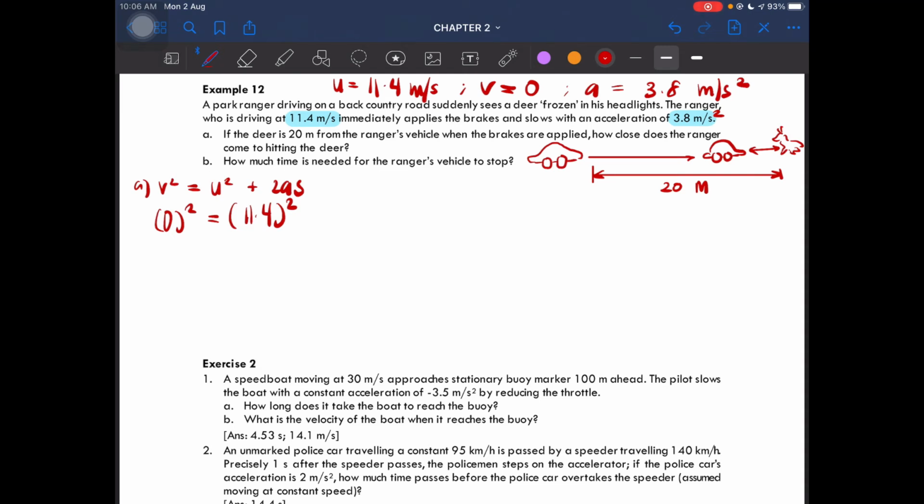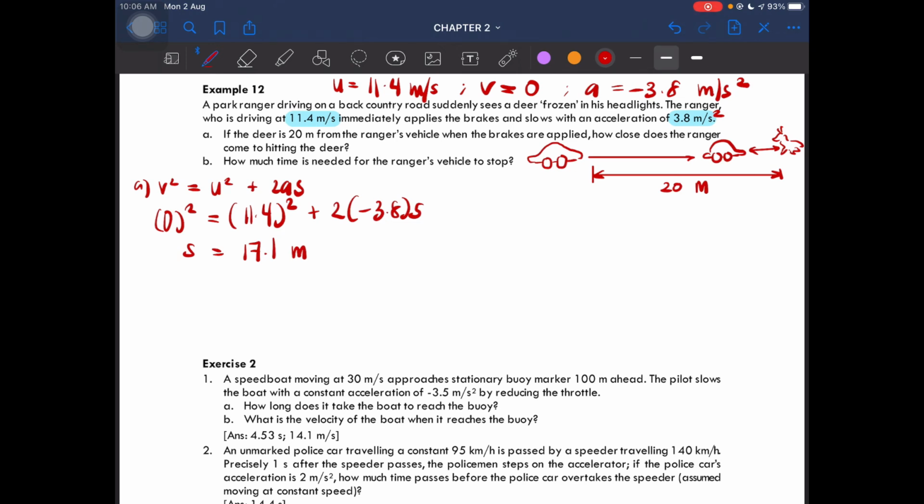Okay. Dia cakap slows with an acceleration, applies the brake. Maksud dia negative. It is decelerating. Okay. So v square is 0 square equals 11.4 square plus 2 times negative 3.8 times s. I hope the car tidak dengar sampai this video. It's really loud. Okay, so the displacement, in which how close the ranger comes to hitting the deer, is 17.1 meter.